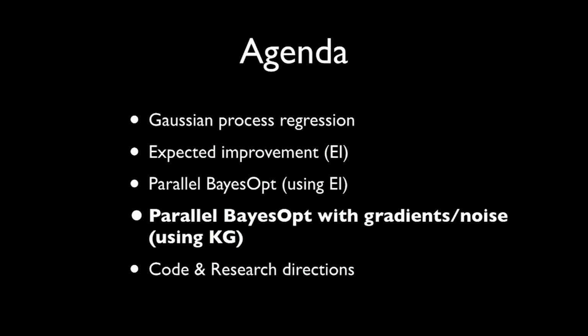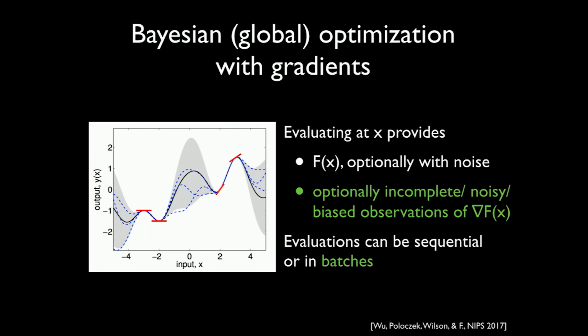Cool. So before wrapping up, the last section that I want to tell you about is knowledge gradient methods and how they're used to do parallel Bayesian optimization when you have noise or gradients. Expected improvement is great for the class of problems that I've described to you, but when you get outside of it, it tends to not work very well. And so you need a more sophisticated acquisition function, and the knowledge gradient acquisition function is one that is more robust across a broader range of problems.